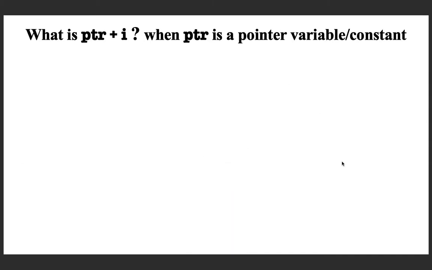Now, suppose PTR is a pointer, maybe a pointer variable or a pointer constant. Then what is this expression representing, PTR plus I? We can try to understand. It's not just an addition, it is something else. It is actually a symbolic representation, and we will see what that symbolic representation is.